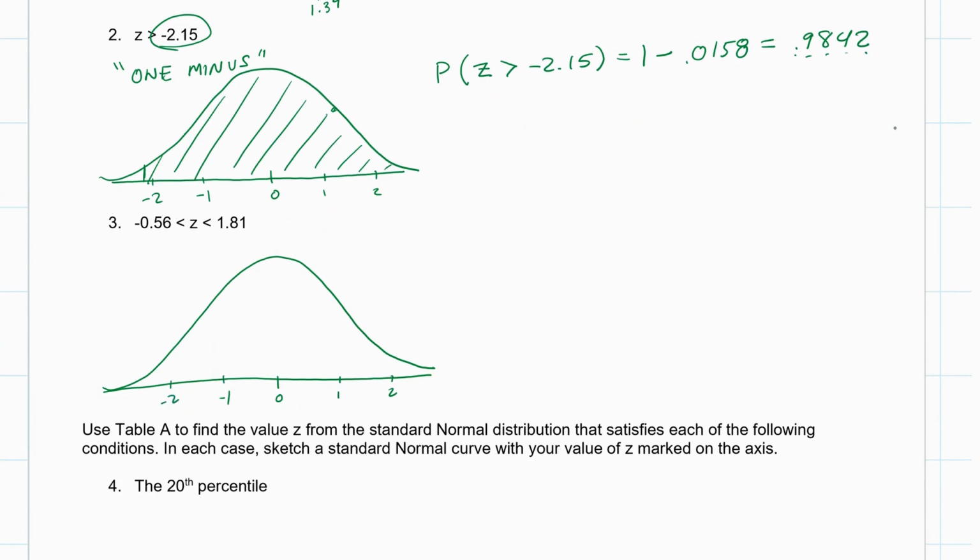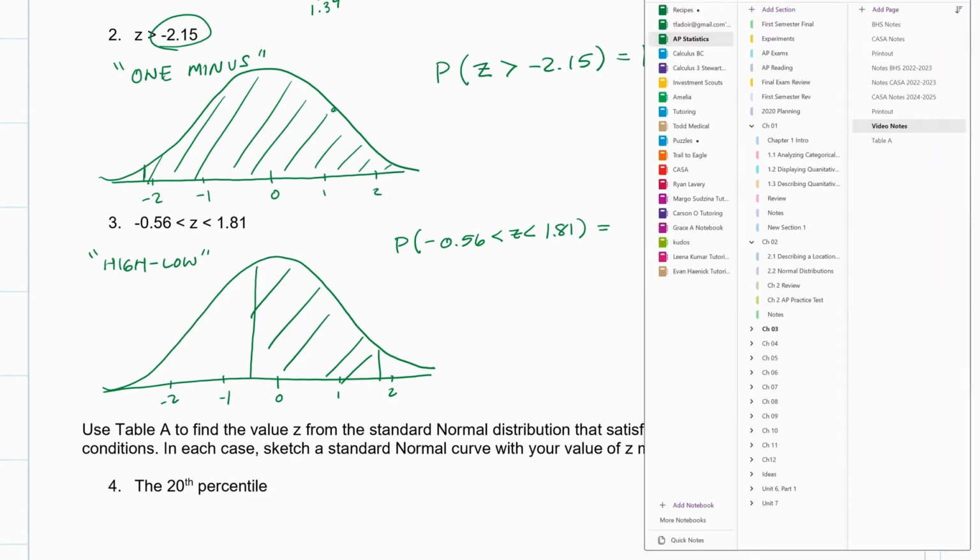Negative 1, negative 2. Negative 0.56, which is about here, and positive 1.81, which is about here. And that's the area that we want. This is a high minus low problem. So the probability that we're between negative 0.56 and 1.81. Okay, we'll start by looking up 1.81 on table A.